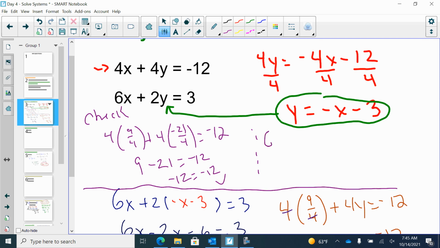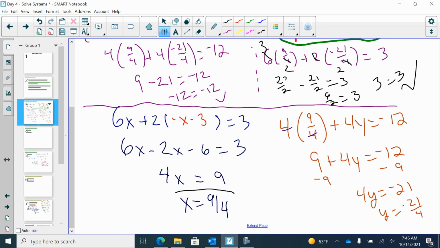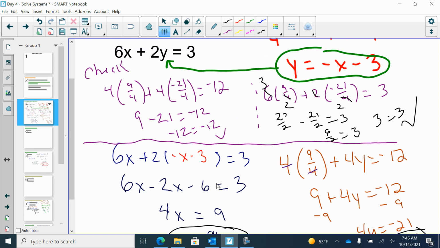We have 6 times 9 over 4 plus 2 times negative 21 over 4 is 3. That's 27 over 2 minus 21 over 2 is 3. That's 6 over 2, which is 3. 3 equals 3. So this works, although we have fraction answers, which are more than okay to have. And that is our substitution.